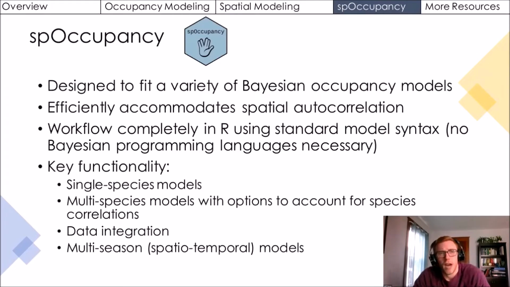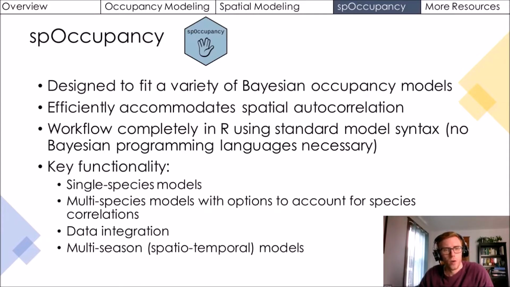Okay, so that leads us right into spOccupancy. That last slide gives the motivation for developing spOccupancy, which is to develop a set of efficient models and software that can accommodate both spatial autocorrelation and imperfect detection when trying to fit species distribution models. Okay, we do this in a Bayesian framework. And perhaps one of the nice things about spOccupancy is the workflow is completely in R, so you're using standard R model syntax. In order to fit these models, you don't have to turn to Bayesian programming languages and fine tune those approaches and learn those programming languages.